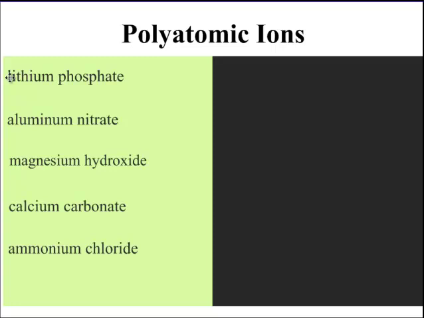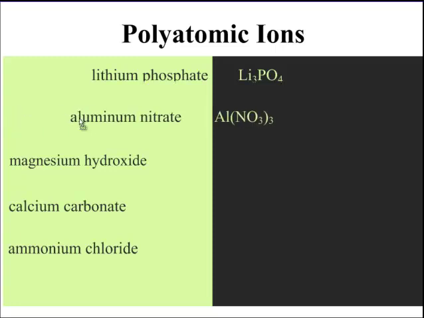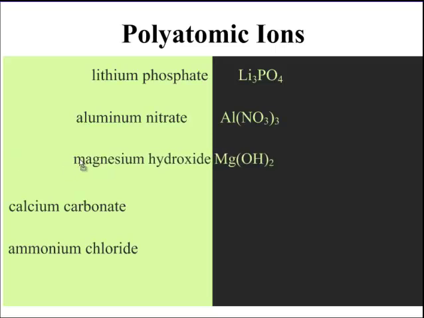After crisscrossing, lithium phosphate is Li3PO4. Aluminum nitrate, Al parentheses NO3 close parentheses 3. Remember that when you have to have multiple polyatomic ions, you put the formula in parentheses and you put the number outside of parentheses. Magnesium hydroxide is Mg(OH)2. Don't forget the parentheses on OH. If you didn't have the parentheses there, it would say that there was one O and two H's, and that's not true.